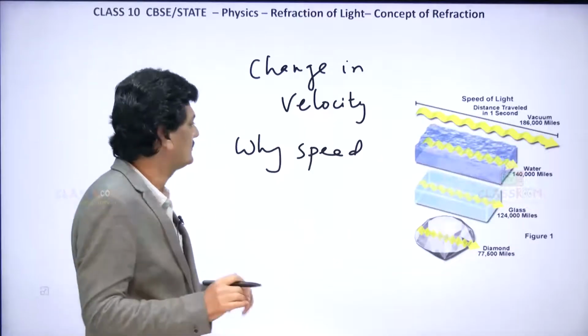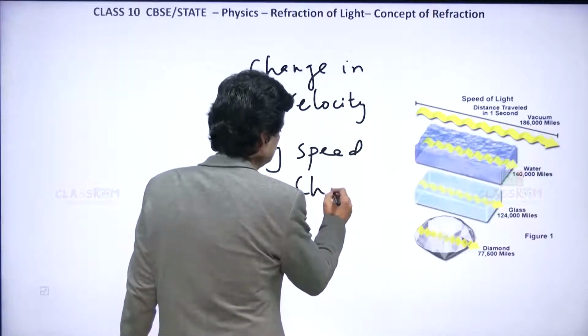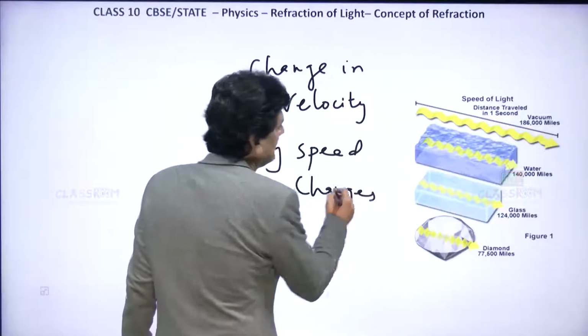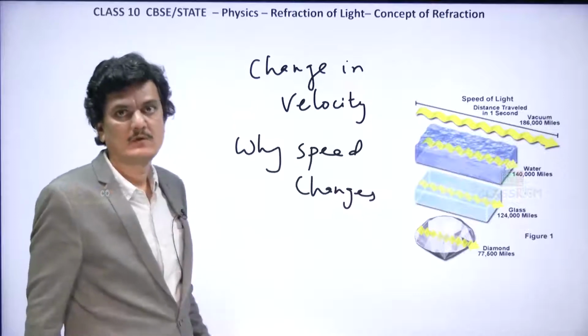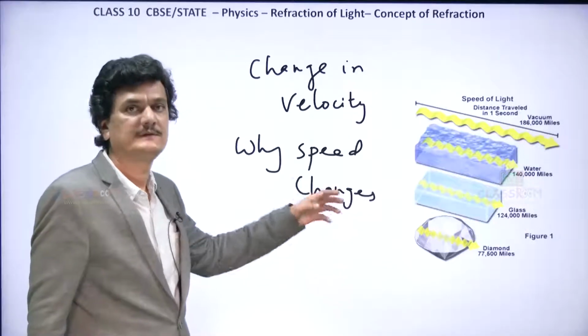So why does the speed change? Which property of the medium causes the change in the speed of the light?